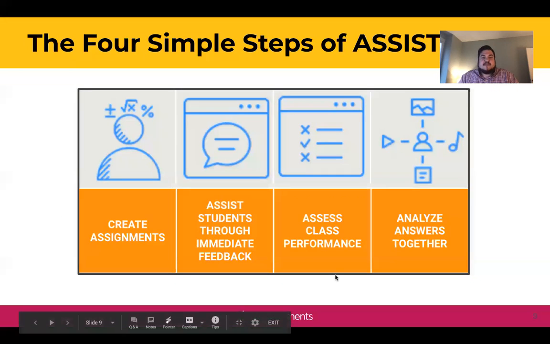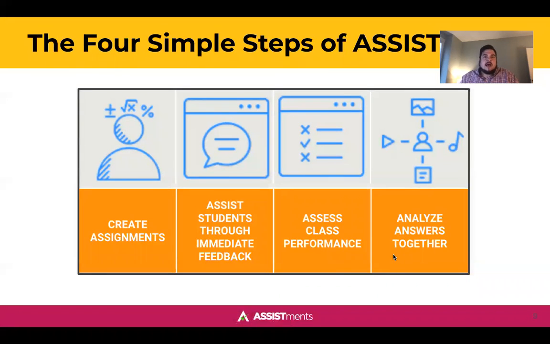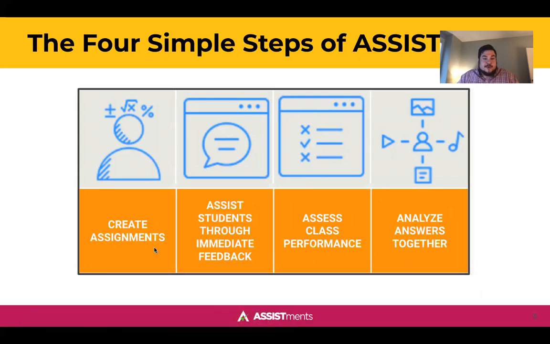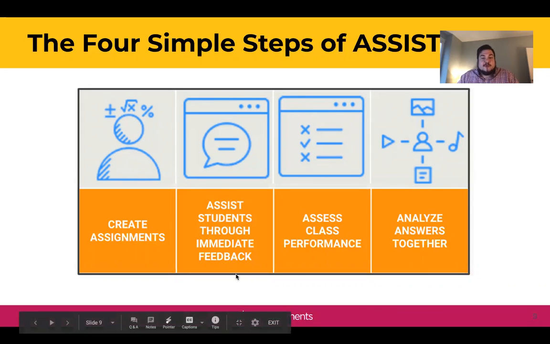When we think about ASSISTments, we typically think about these 4 steps, and these are the same 4 steps that are a part of any activity or lesson that you do with your students. Step 1, creating assignments by selecting the problems you want and sending those off to Google or Canvas. Assisting students through immediate feedback as they answer their questions. Assessing class performance using our assignment report. And then finally, analyzing answers together by sharing and discussing data with your students.